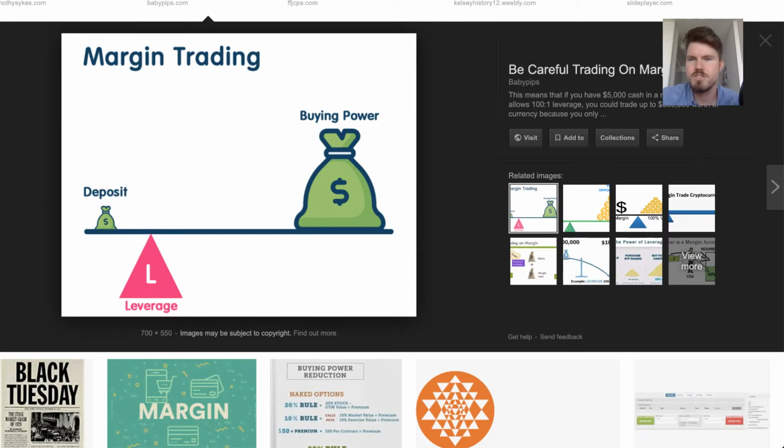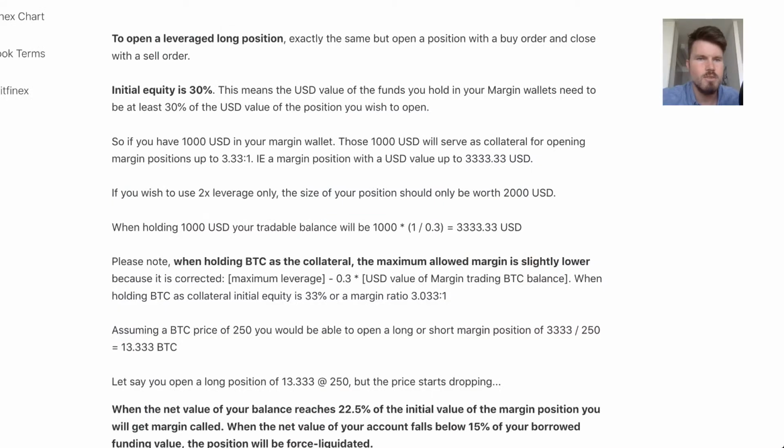So let's head over to the Bitfinex page. Here they've got a very good example. On Bitfinex, they have a leverage of 3.3x. So that means your amount times 3.3 is the amount which you can use to sell or buy.